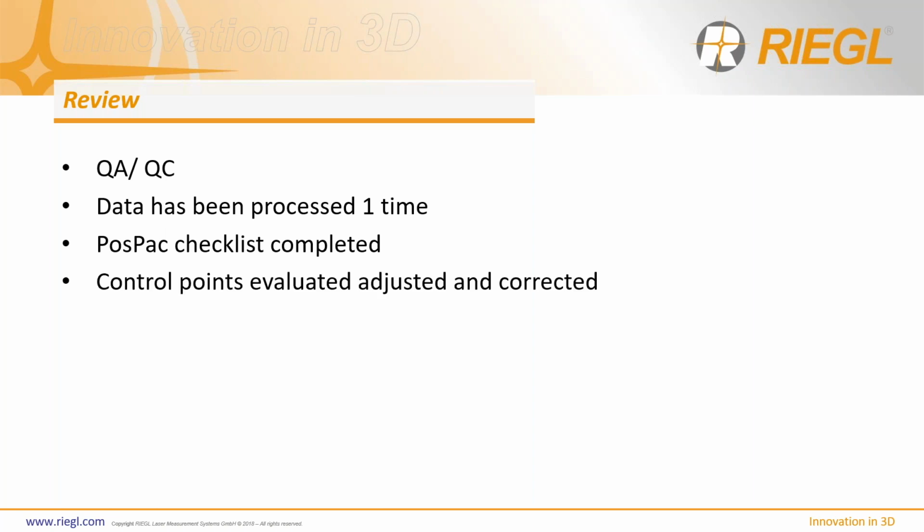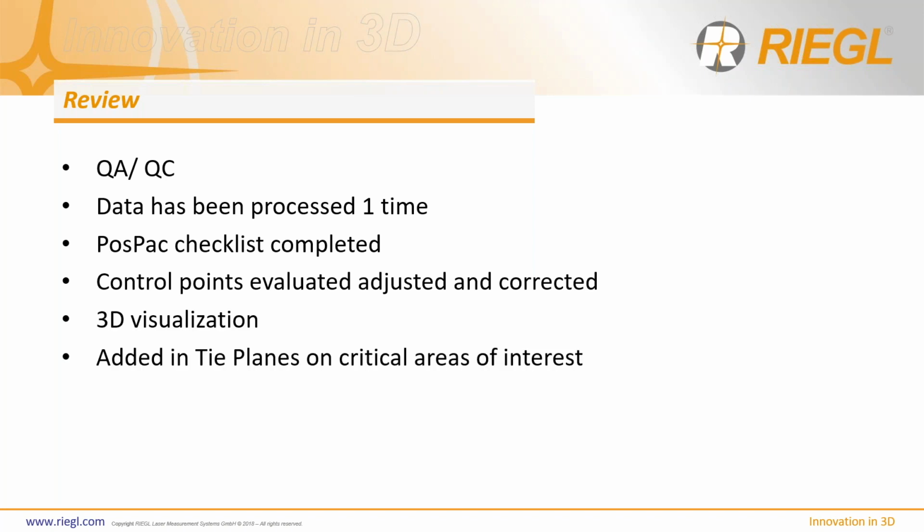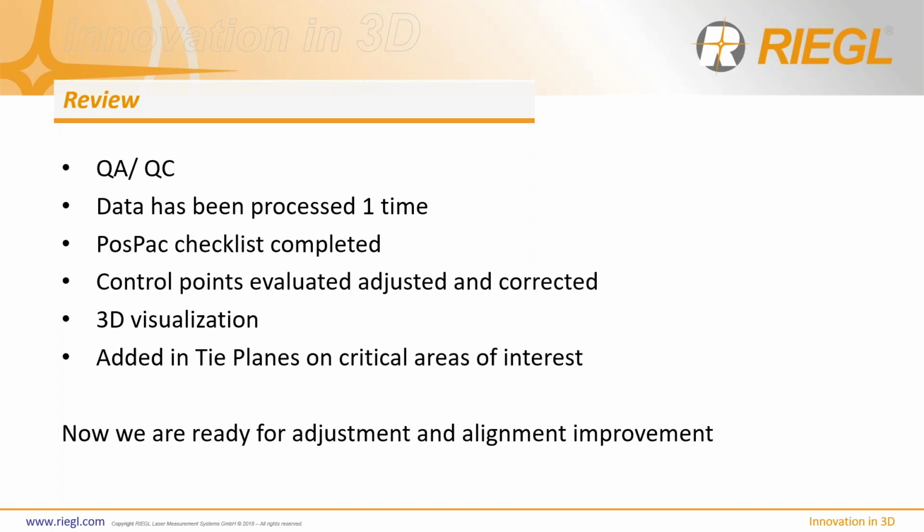All right, just double check. So we already talked about this, control point evaluation, ingest and correct it. Like, is it the final product? All right, adding the tie planes to critical areas of interest. If your job is to do all the curbs in a community, they better be really tight. You're going to want to add extra control planes and tie planes on those points to help improve the alignment. Don't trust that a computer algorithm is going to do what you want. Help it out. Make it do what you want. All right. So now we are ready for adjustment and alignment improvement.